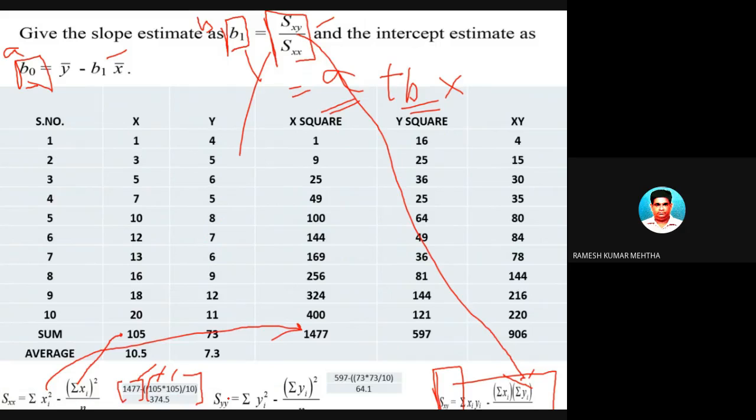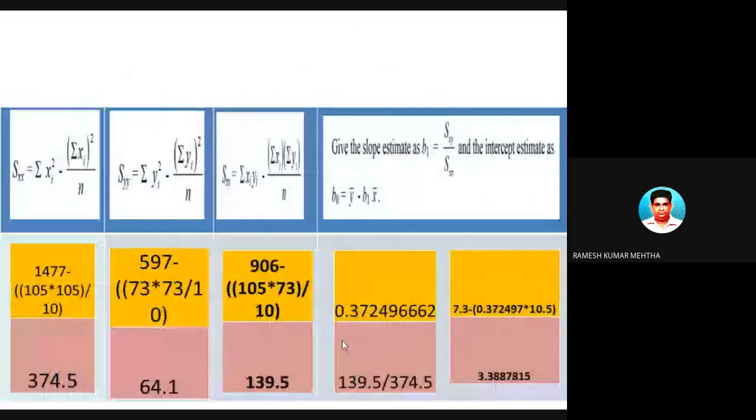Next, sum of y also we will find out. Maybe it is useful for future. Sum of y square, I told you it is 597, so I have kept that here. Next is sum of y square minus sum of y whole square by n. Sum of y is 73, so 73 into 73 by 10. You will get 64.1. Next slide, we will have some more calculations.